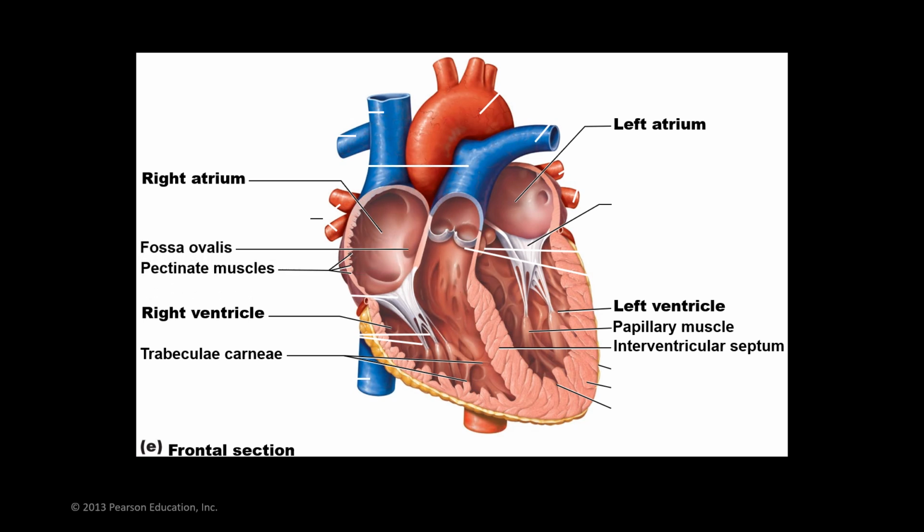You can also see there the fossa ovalis, that is a depression found between the right atrium and the left atrium. That used to be a hole, but now it's just a fossa or a depression. We have the walls of the heart. We have epicardium, the outermost, myocardium, the middle layer, which is made up of muscle, and then we have endocardium, the inner lining of the heart.